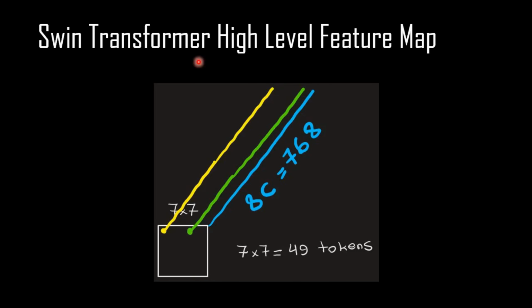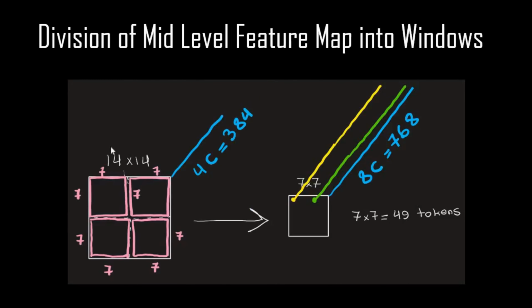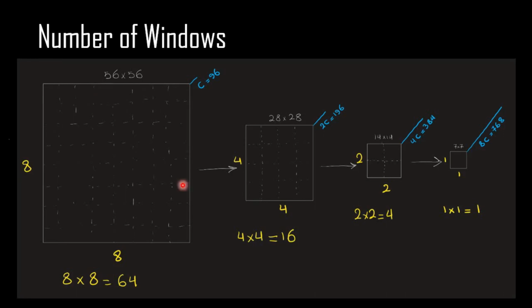In the last stage, where we have the high-level feature map, we have 49 pixels, and for us, each pixel is now a token. Then we said for the other stages, we are going to divide them into 7 by 7 windows and consider each one independently. So for each one, I have 49 tokens that are related to each other, but there is no relationship between these windows. As a result, for the first stage, I have 64 windows, second stage 16, third stage 4, last stage 1 window. Now let's talk about time complexity.